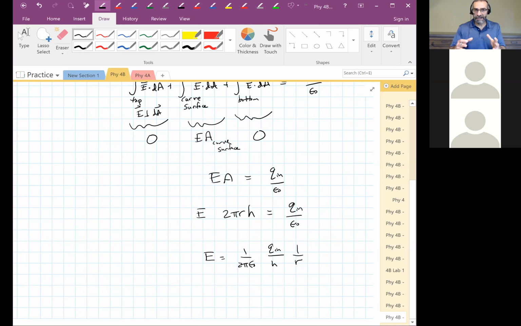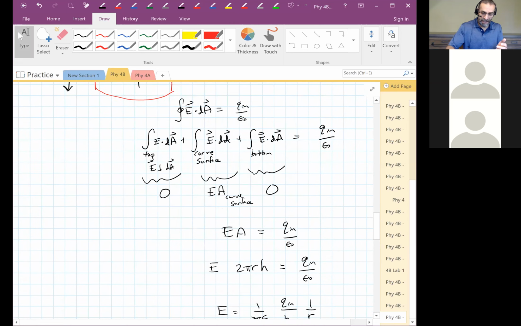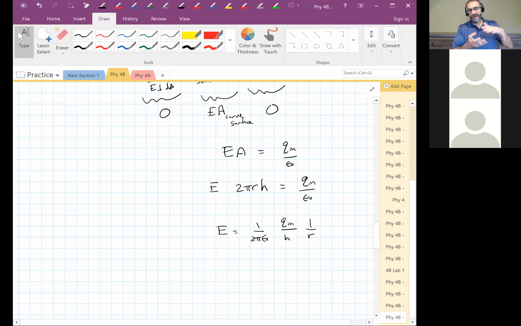But something here bothers me. It has an H in it. So the R is okay, right? The R tells us how the electric field depends on our distance away from the line charge, which is good. We need that in our answer. But now I've got it depending on the height I chose. I arbitrarily chose some imaginary Gaussian surface, and I've got it depending on the height that I chose. That doesn't seem to be right, because I could choose a different height than you.